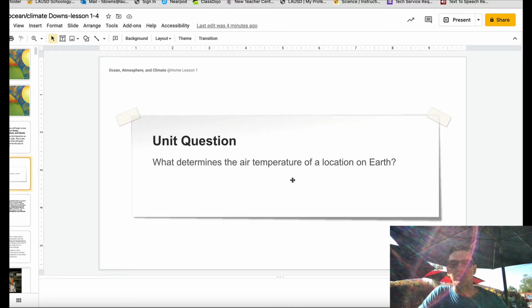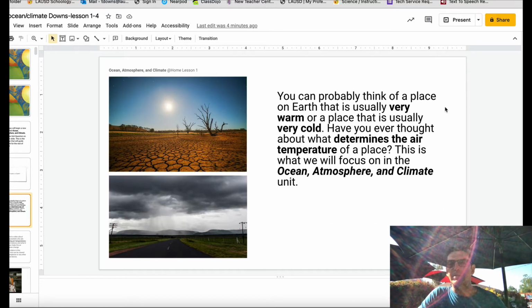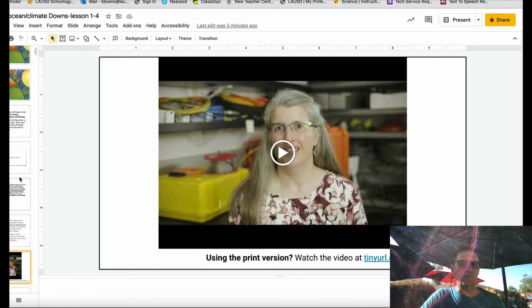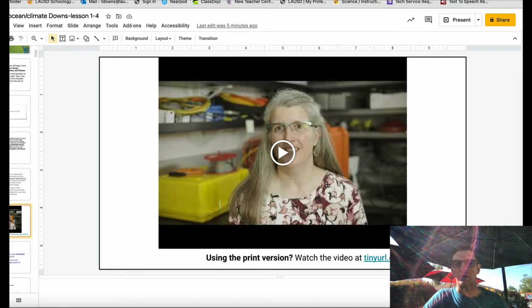Unit question, what determines the air temperature of a location on Earth? You can probably think of a place on Earth that is usually very warm or a place that is usually very cold. Have you ever thought about what determines the air temperature of a place? This is what we will focus on in the Ocean, Atmosphere, and Climate unit. Exciting. Let's watch a video about real-life scientists who are researching air temperatures in different places and what can make the air temperature change. Of course, the videos are available in your home units if you research it up. All right, let's check this out. Here we go.